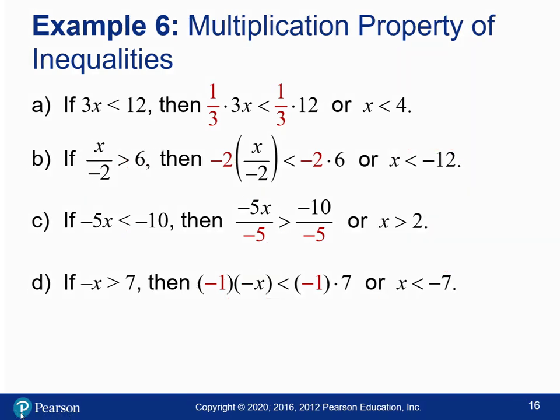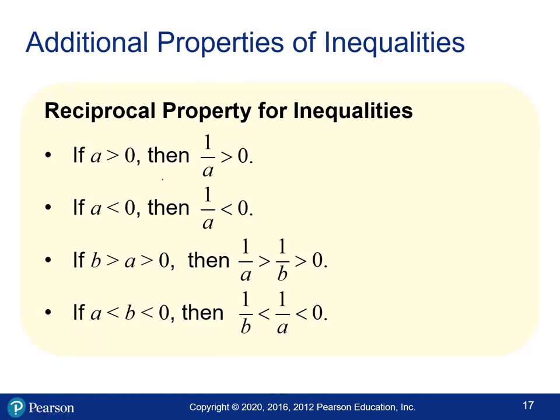Okay, so here are some reciprocal properties for inequalities. They're pretty straightforward. If you have a number that's greater than 0 or less than 0 and you take the reciprocal, then the same thing is true. That number is still greater than 0 if it was originally, or if it's less than 0, then it still is, like it was originally. And then if you have b is greater than a, but a is greater than 0, very similarly, if you take the reciprocal of all those, they're both greater than 0. And the same with a less than b, less than 0.